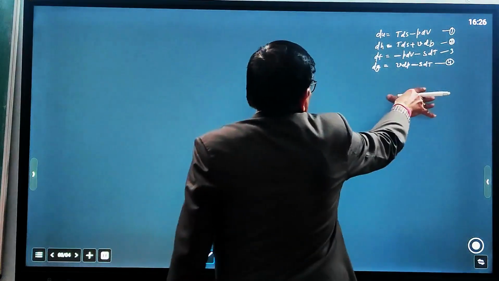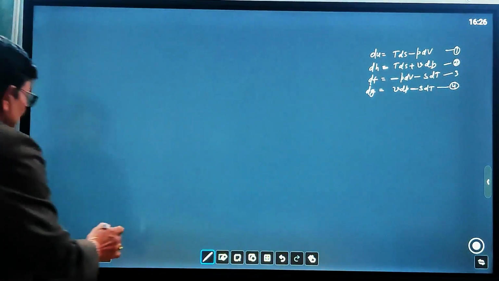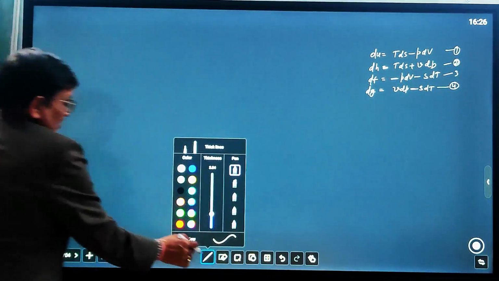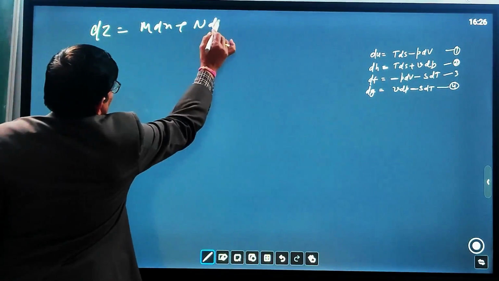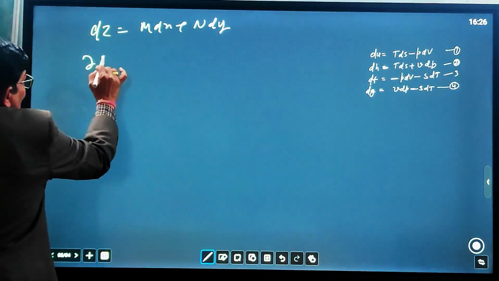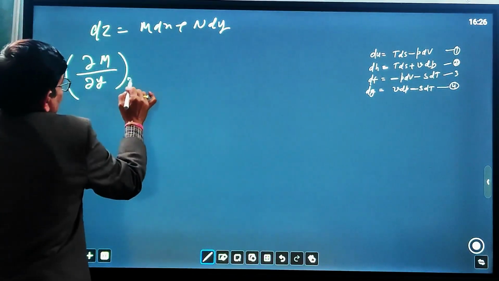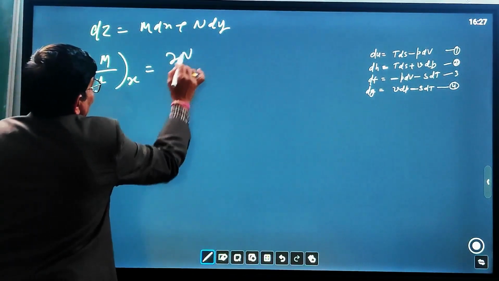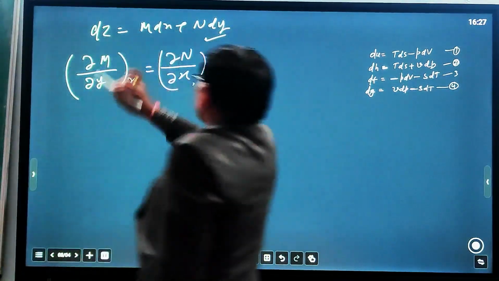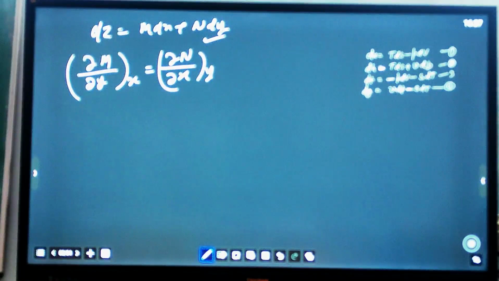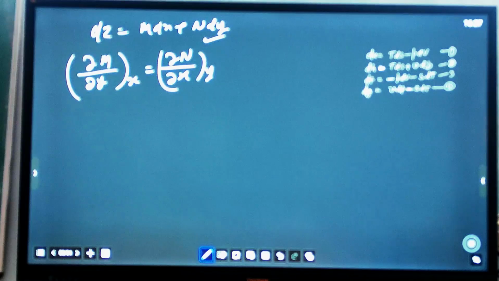So these are the four equations that we have. On that basis, we have defined this equation: dz equal to M dx plus N dy, and del M over del y at constant x equal to del N over del x at constant y. This relationship will apply for all these four equations. So we get a relation in Maxwell equation form, differential equation form.